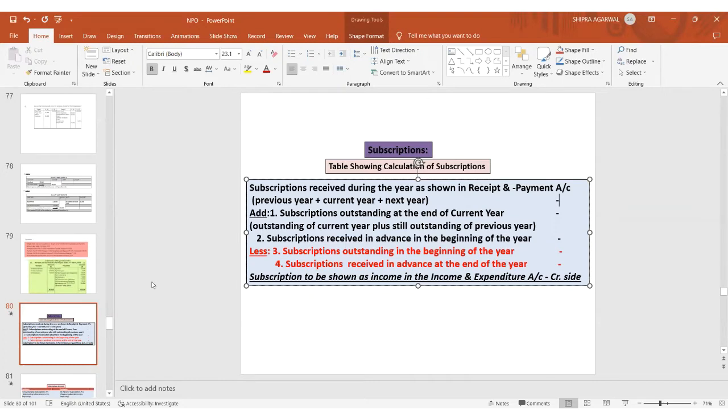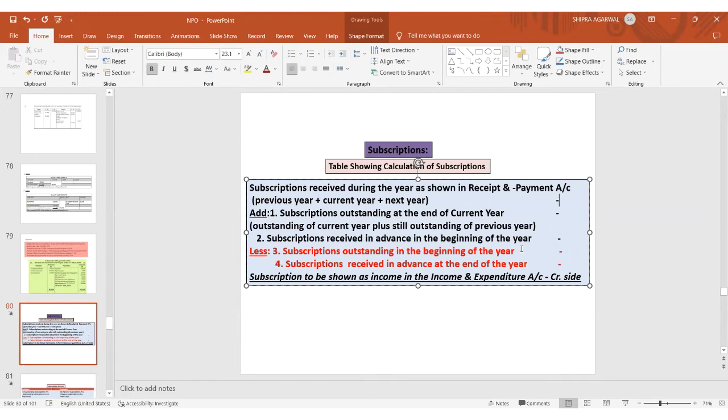And you need to add the subscription that you have received in advance in the beginning of the year. That means in the beginning of the current year, if you have received any subscription in advance, it belongs to the current year itself. So that is also to be added because it is related to the current year.